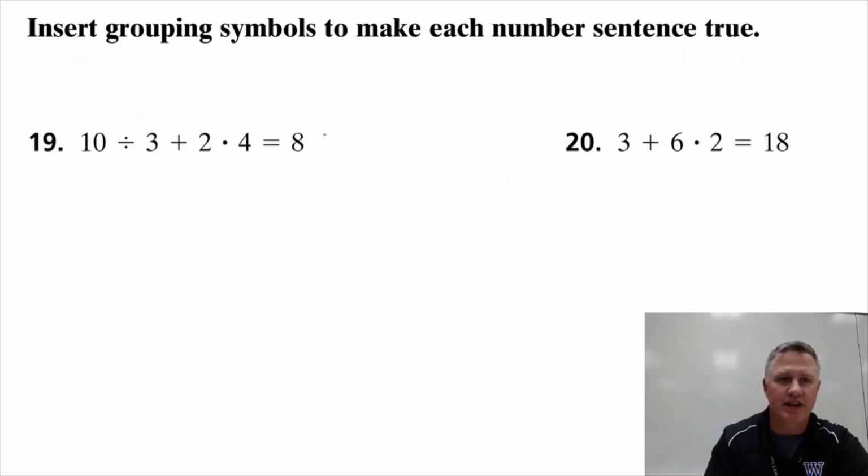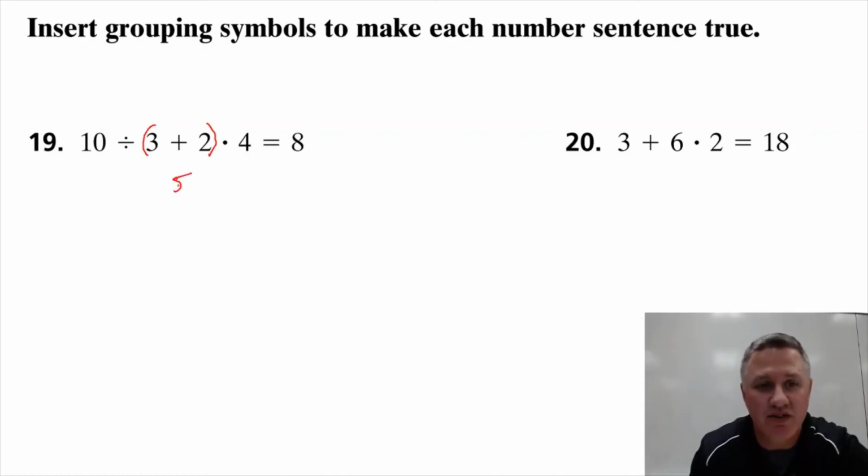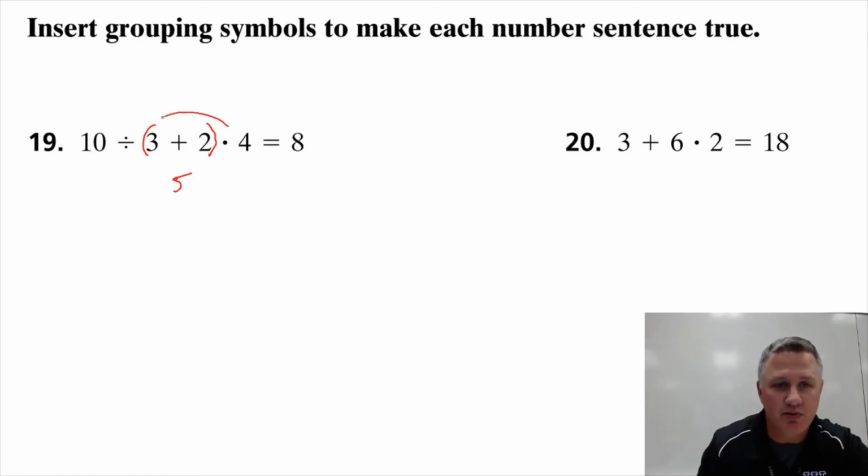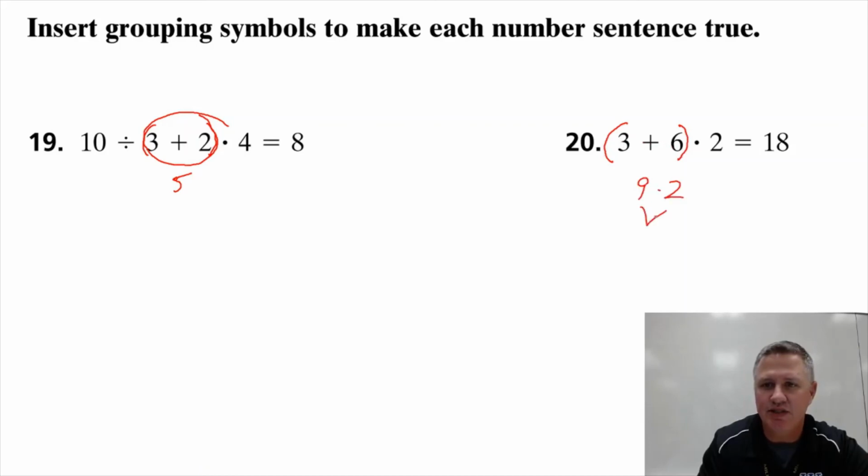All right, let's try the next ones here. Where could I put the parentheses? Well, let's try here. 3 plus 2 is 5. 10 divided by 5 is 2. 2 times 4 is 8. So the parentheses would belong right here. And this guy, 3 plus 6 is 9. 9 times 2, yep, the parentheses go around the 3 and the 6. 3 plus 6 is 9. 9 times 2 is 18.